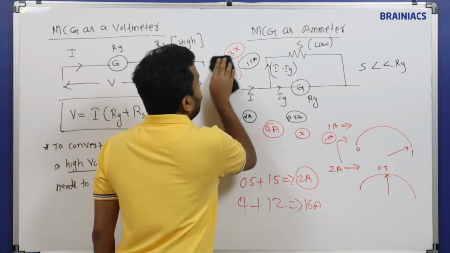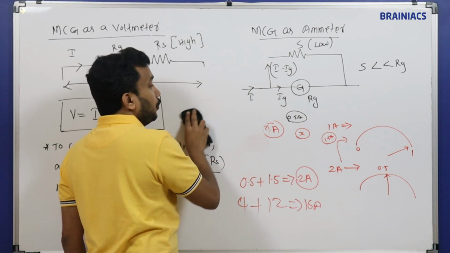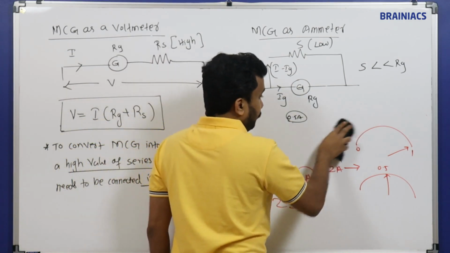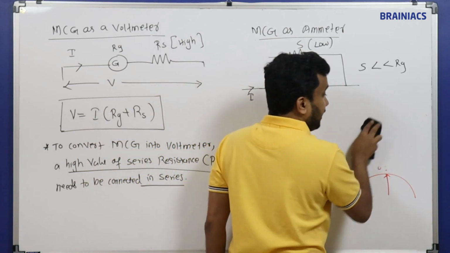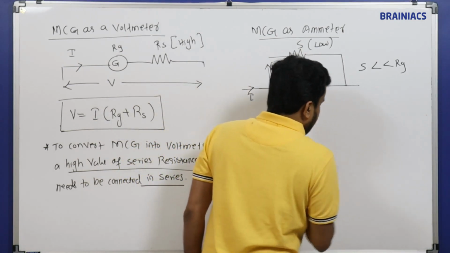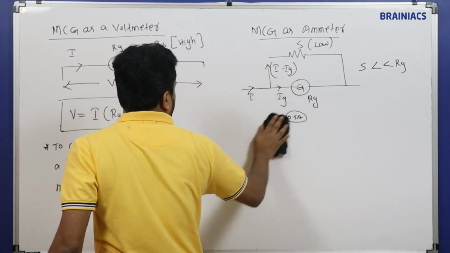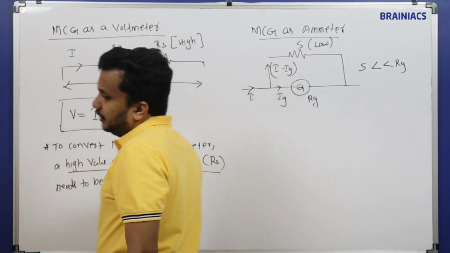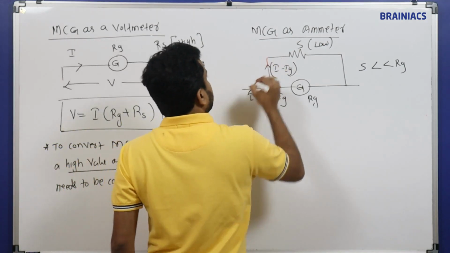So the galvanometer cannot hold beyond a certain limit of values. If you want to measure beyond the limit of the capacity of the galvanometer, what do you need to do? You need to bypass the extra amount of current. That value you should know. So how are we bypassing? Using the low value of shunt resistance.